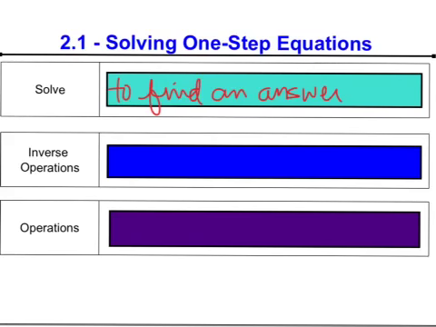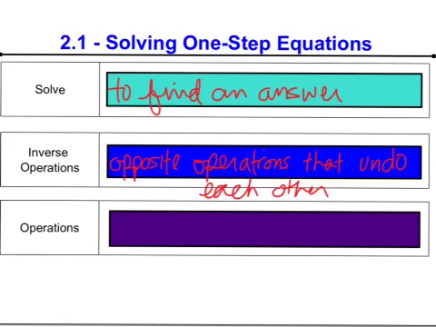Our second definition is inverse operations. And so let's think about what that means. Think about inverse, think about operations, and see if you can come up with a definition. And what they are is they're opposite operations that undo each other.